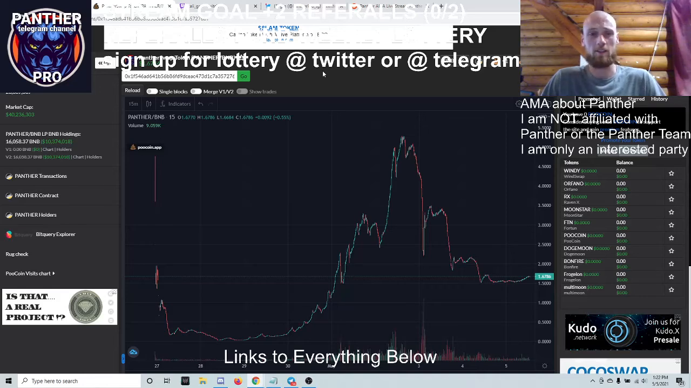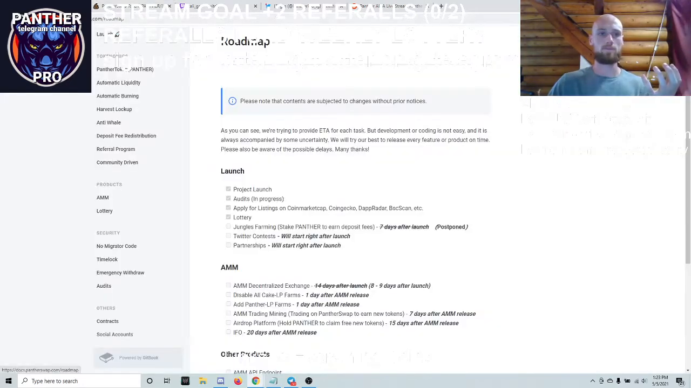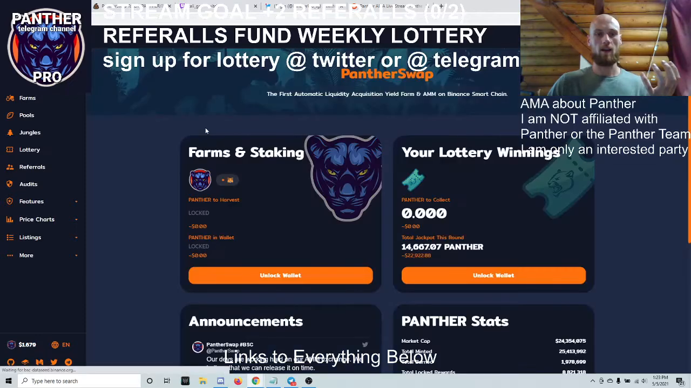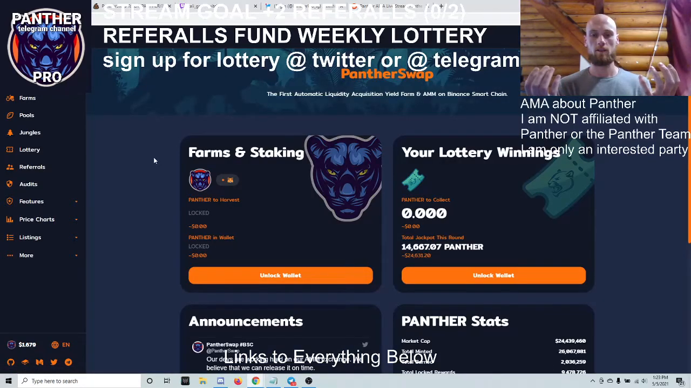Impermanent loss. Okay, so I can answer that real fast. When you add liquidity, let's say you have Ethereum and Bitcoin, and you want to add liquidity so people can easily swap between the two. So you're going to take $50 of Bitcoin and $50 of Ethereum, and you're going to pair those together.